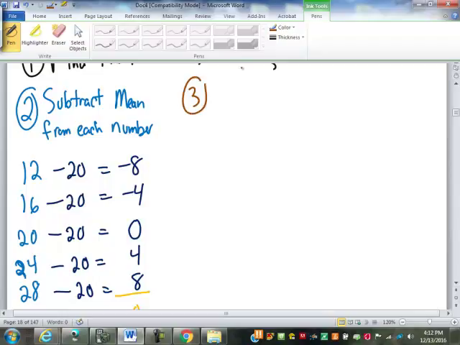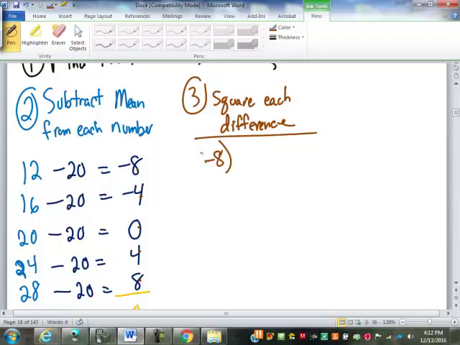Step 3 is to square each difference. The difference is the result of a subtraction. So that's what we got here. Each of these is what we would call a difference. So we are going to square those.